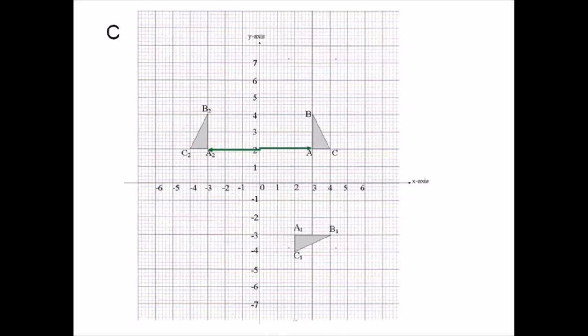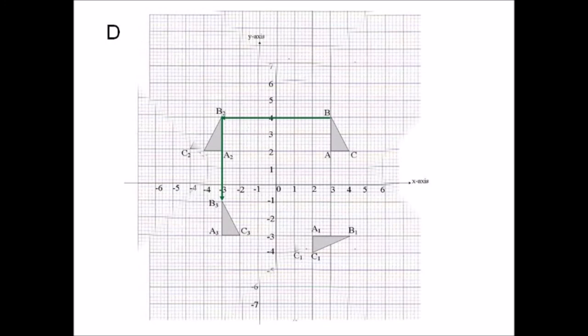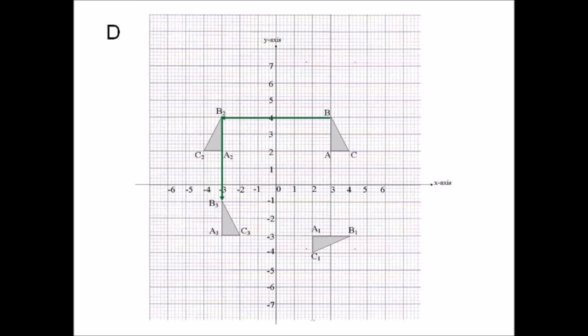And then the last one was to translate it using the vector negative 6, negative 5. So go to point B, or any point, and since it's negative, you have to go to the left first and then go down, because it's negative as well, and you'd end up where it is. Just draw it the same way, slide it, put A3, B3, C3, and then you're done. So that's how you'd be able to do a question like this. And these questions carry a lot of points. So remember, get it done.